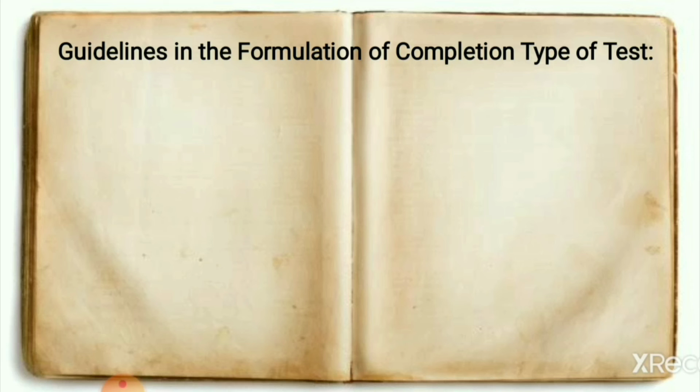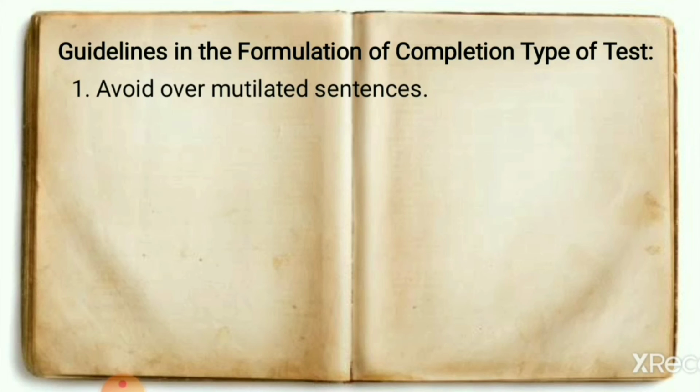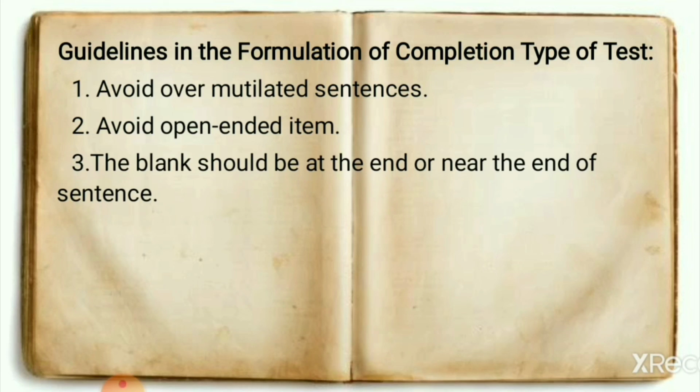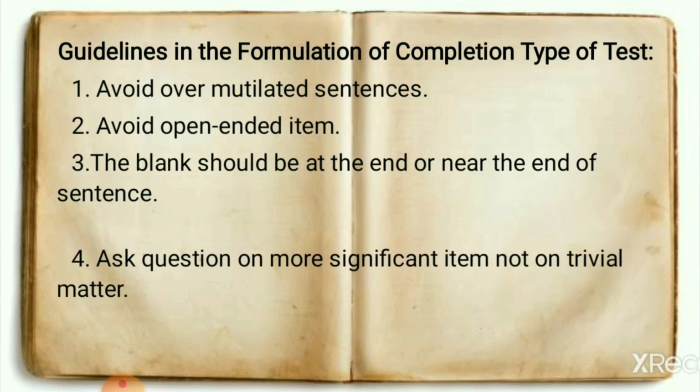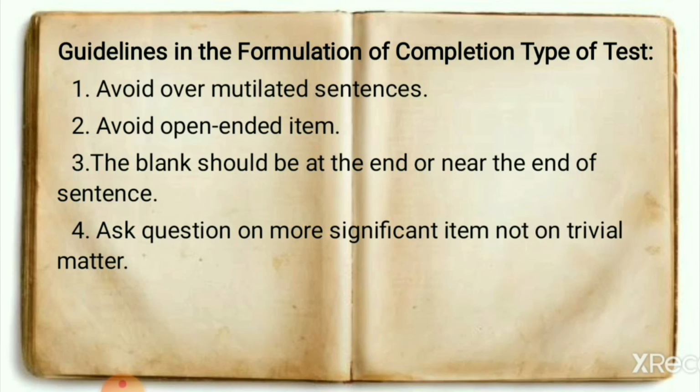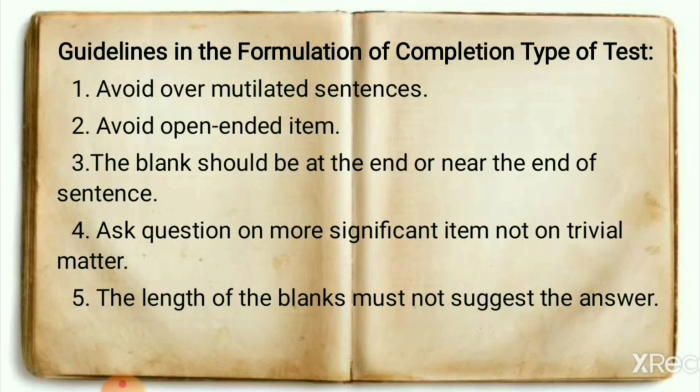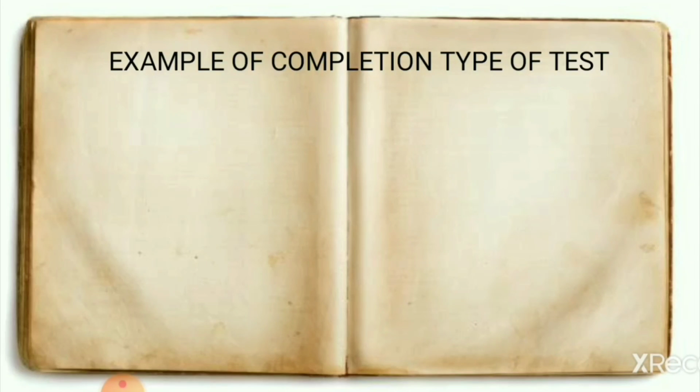Guidelines in the formulation of completion type of test. First, avoid over-mutilated sentences. Second, avoid open-ended items. Third, the blank should be at the end or near the end of the sentence. Fourth, ask questions on more significant items, not on trivial matters. Fifth, the length of the blanks must not suggest the answer. Example of completion type of test.